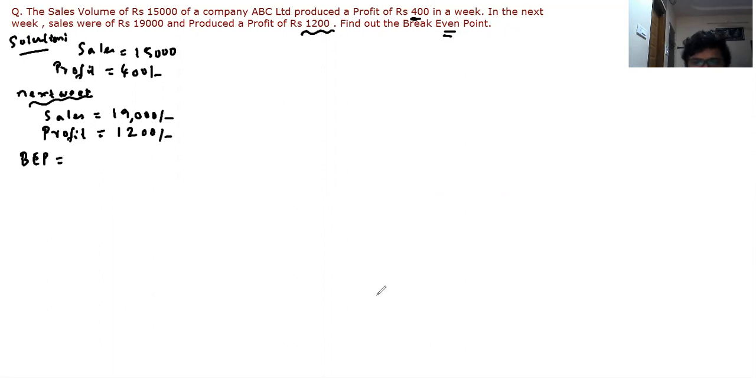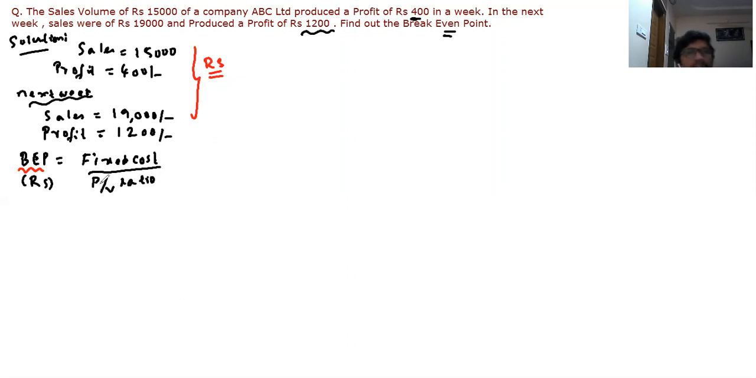If you look clearly at the question, every data is given in terms of amount or in terms of rupees. So when we are finding the break-even point in terms of rupees, we need to use the formula. Break-even point in terms of rupees is given by fixed cost divided by profit volume ratio. Profit volume ratio is represented by P by V ratio.